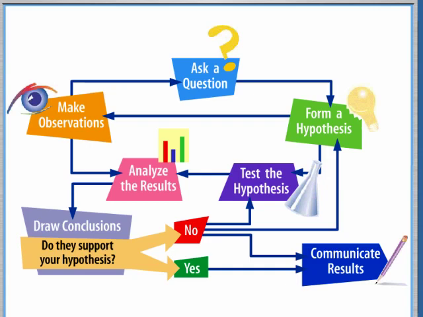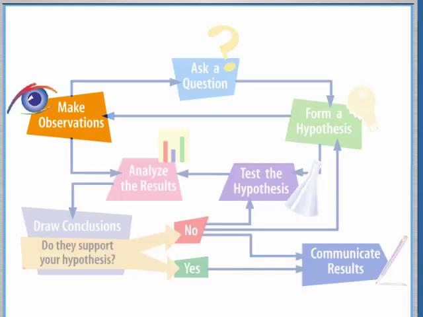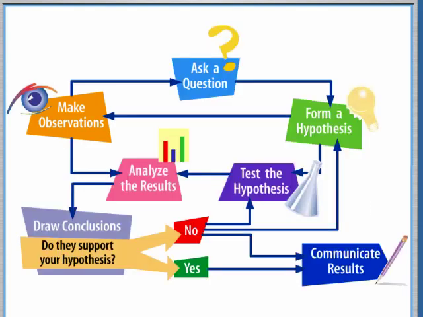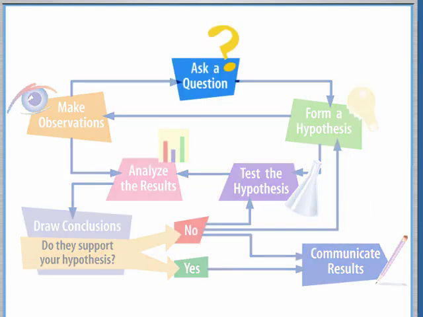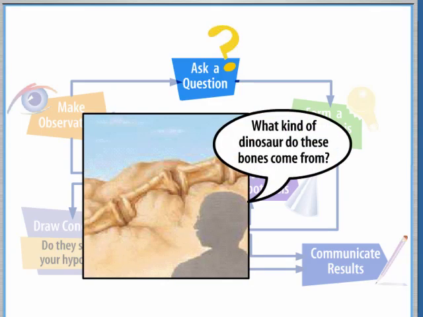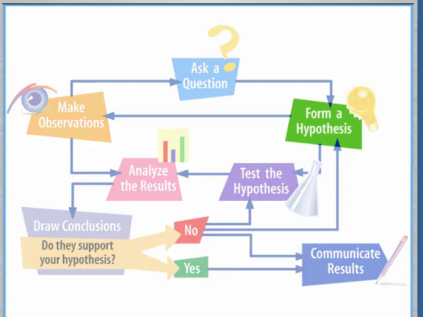Follow these 7 basic steps of the scientific method. First, scientists make observations. For example, paleontologists observe fossilized dinosaur remains in order to learn about dinosaurs that once roamed the earth. A scientist's observations often lead to questions. Upon discovering a set of fossilized dinosaur bones, a paleontologist would likely ask, what kind of dinosaur do these bones come from? A scientist often investigates a question by forming a hypothesis.